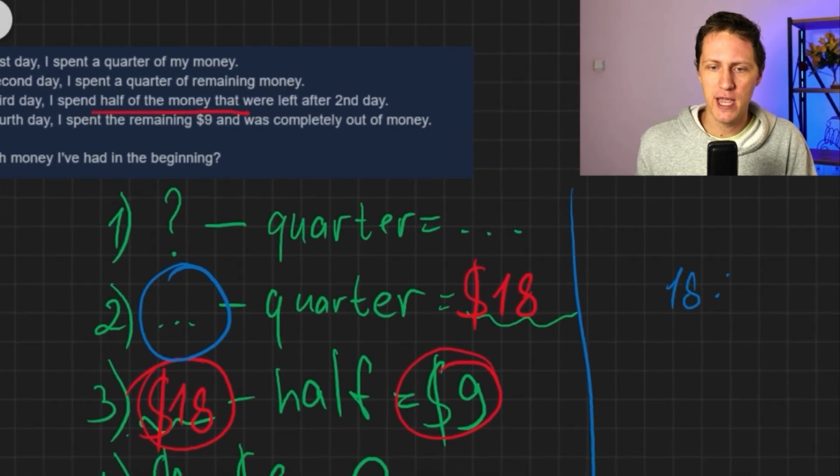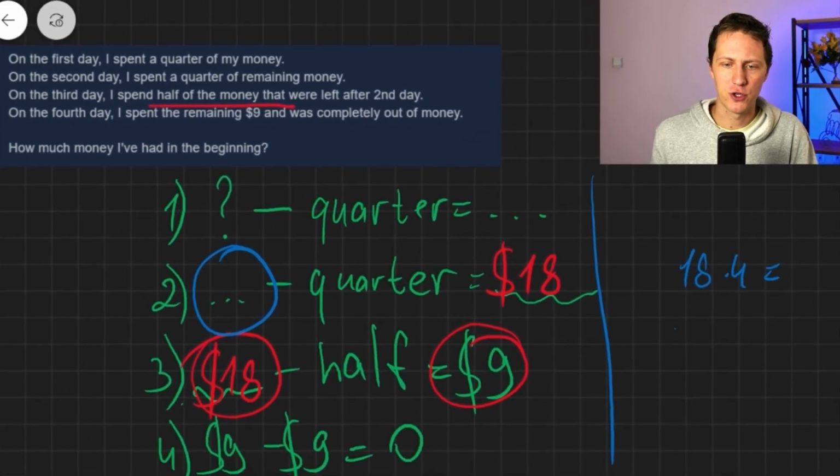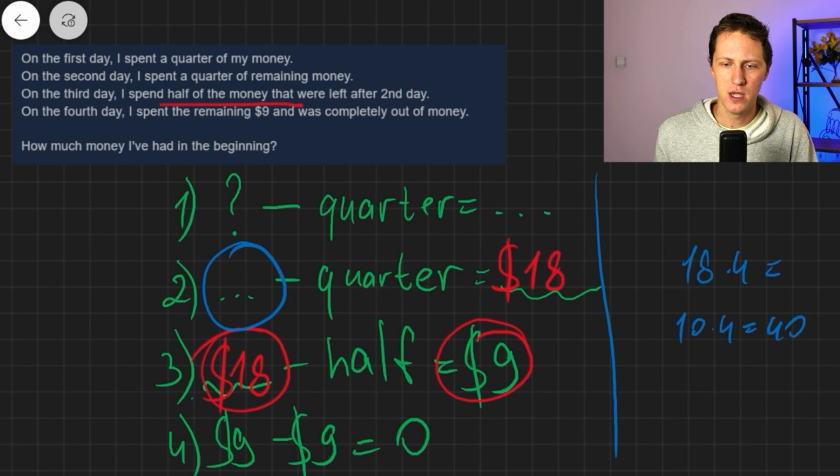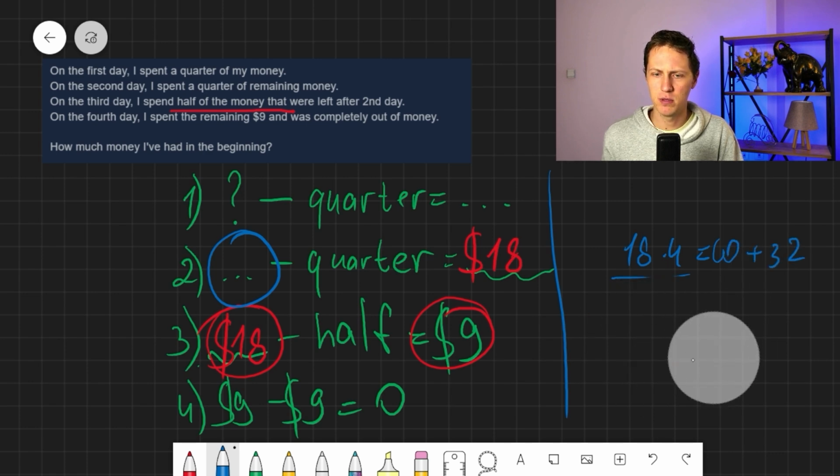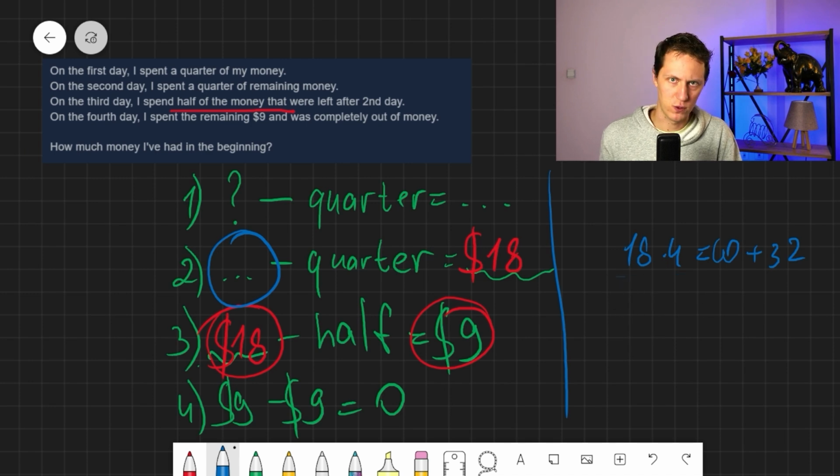If we multiply 18 by 4, we're going to get how much? 10 by 4 is 40 and 8 by 4 is 32. These are the things I'm doing in my head. It's 40 plus 32. I'm actually not really counting that because I remember the multiplication table. So 10 by 4 is 40 and then 8 by 4 is 32. So what we get is 72.